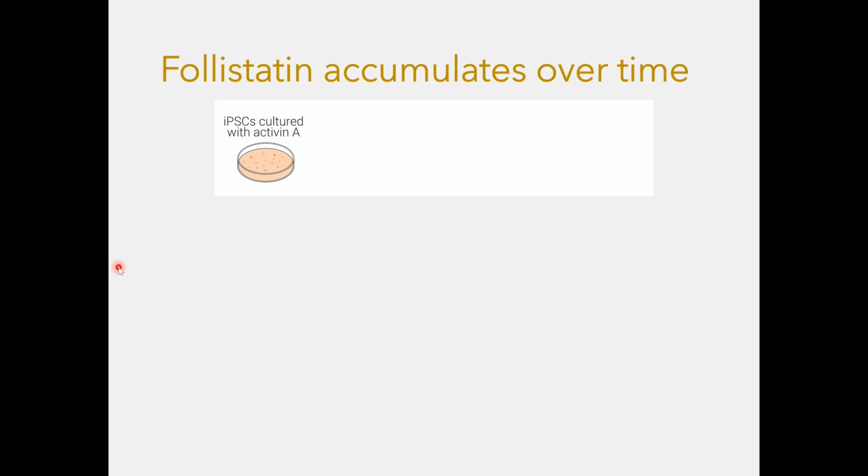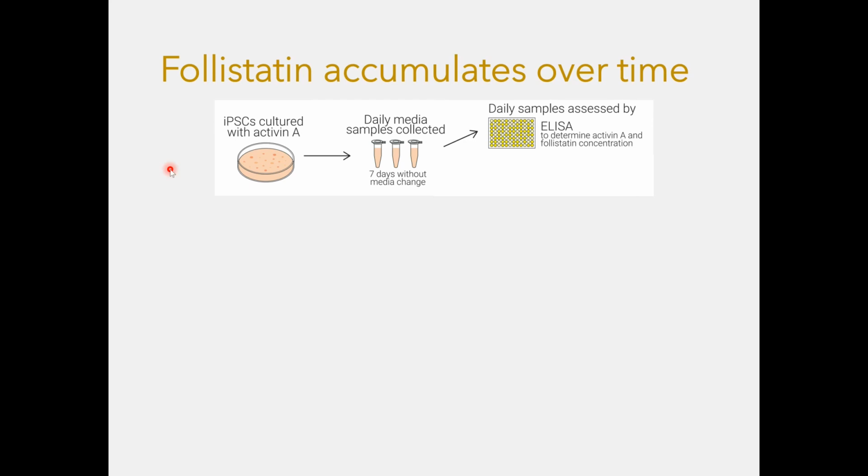Now, we knew that this was happening and we were wondering, well, if we culture stem cells in activin regularly, does the follistatin accumulate in these cells as well? So what Chulu did was that she took induced pluripotent stem cells and cultured them in the typical activin-containing media. She did that for 7 days and took daily media samples from the cells and first analyzed those by ELISA to look at how much activin there is and how much follistatin there is in the media.